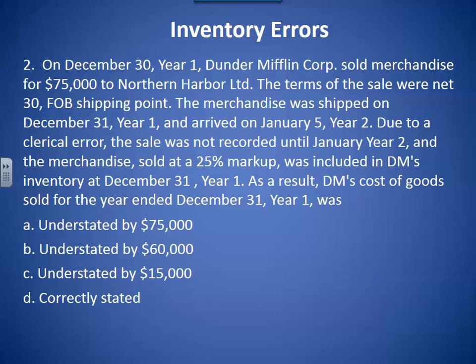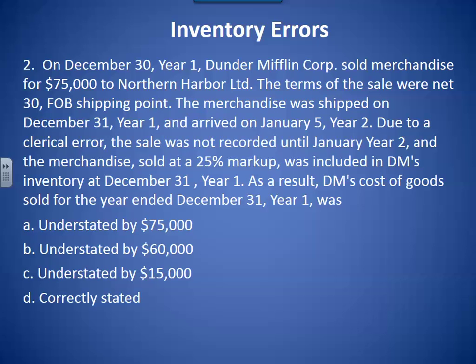December 31st, Dunder Mifflin Corp. sold merchandise for $75,000 to Northern Harbor. The terms of the sales were net 30, FOB shipping point, important thing, FOB shipping point. The merchandise was shipped on December 31st, year 1, and arrived on January 5th of year 2. Due to a clerical error, the sale was not recorded until January of year 2. And the merchandise, which was sold at a 25% markup, was included in Dunder Mifflin's inventory at December 31st, year 1.